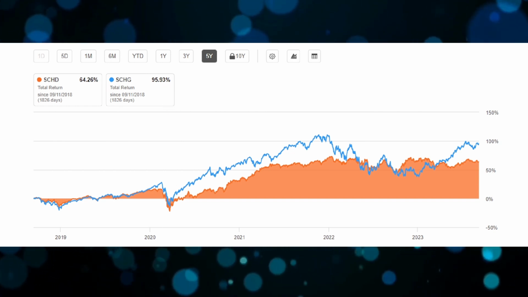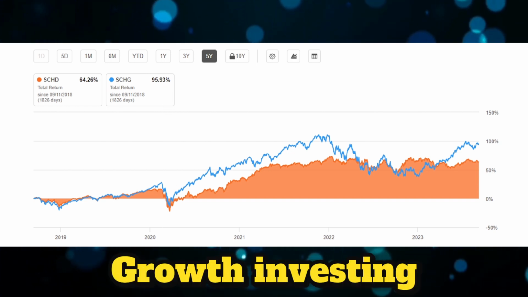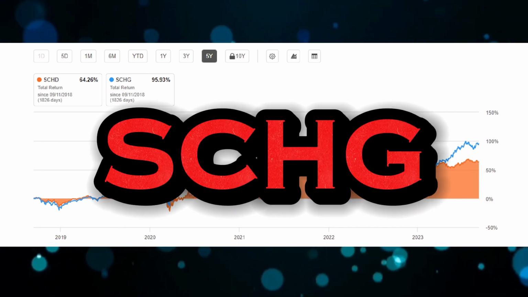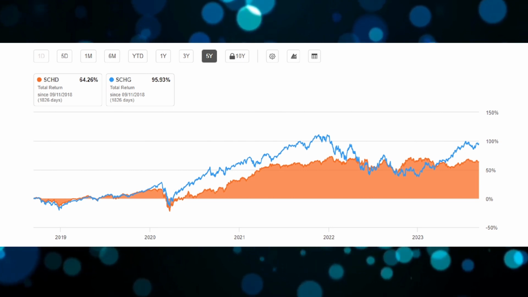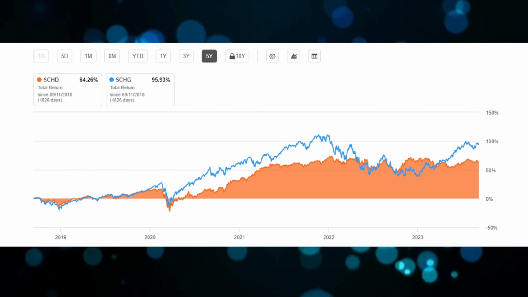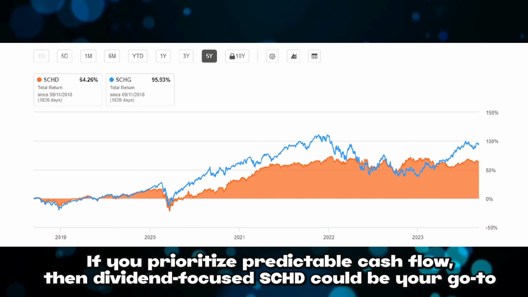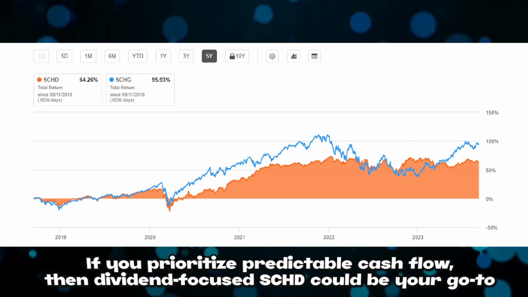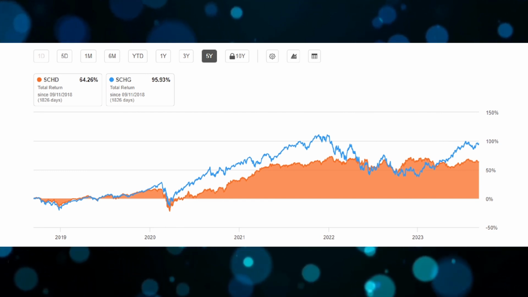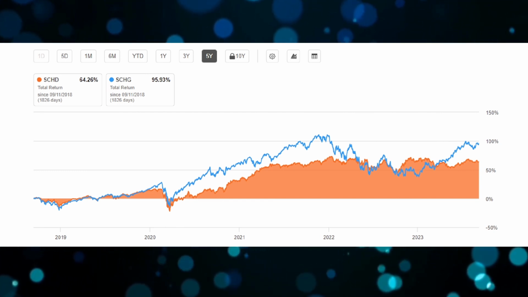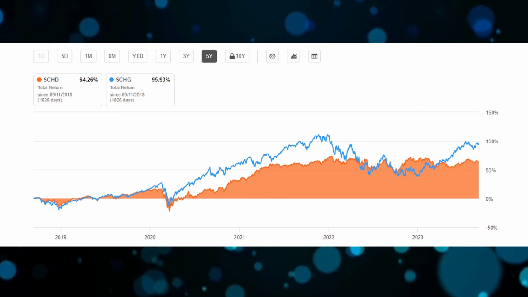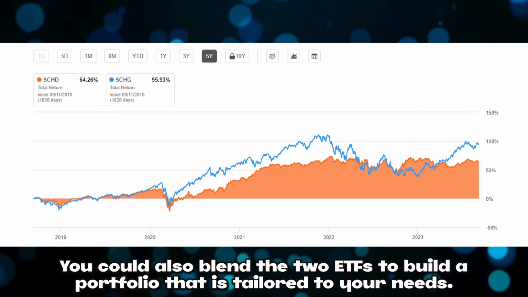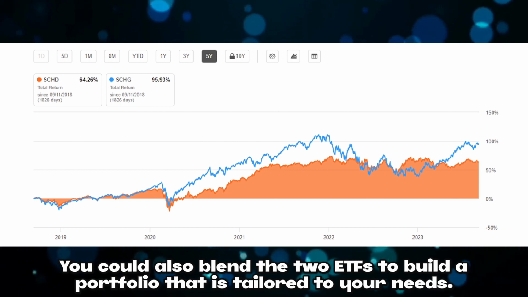So, what's the verdict on the debate of growth investing versus dividend growth investing? Both SCHD and SCHG are rock-solid ETFs that can deliver outstanding performance over time. If you prioritize predictable cash flow, then dividend-focused SCHD could be your go-to. On the other hand, if you favor price appreciation of strong companies, the growth ETF might be your pick. You could also blend the two ETFs to build a portfolio that is tailored exactly to your needs.